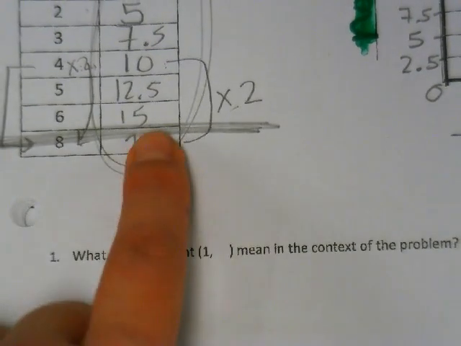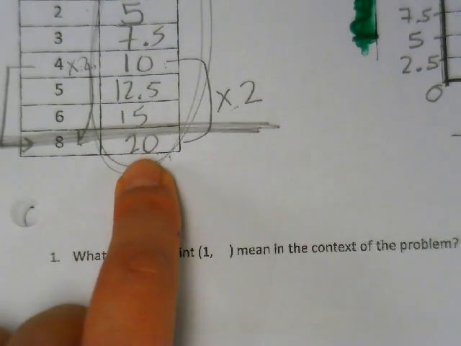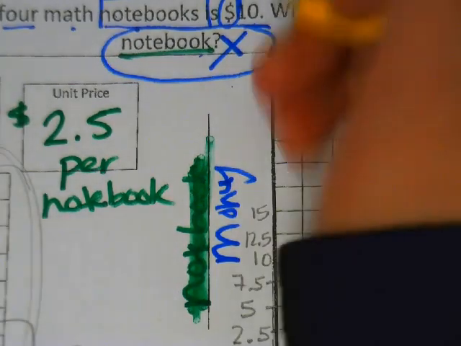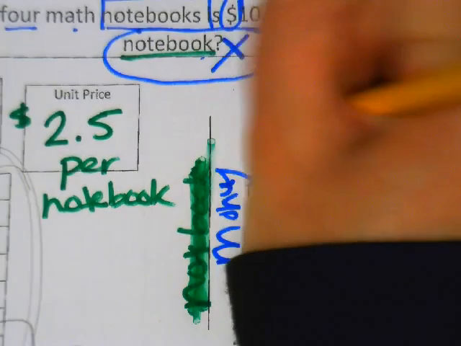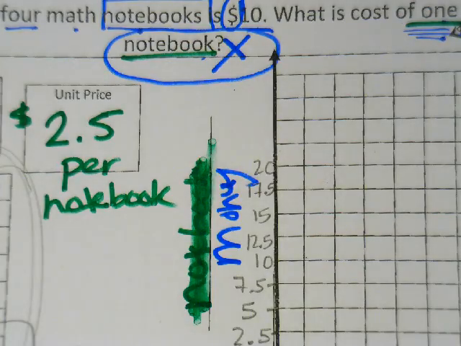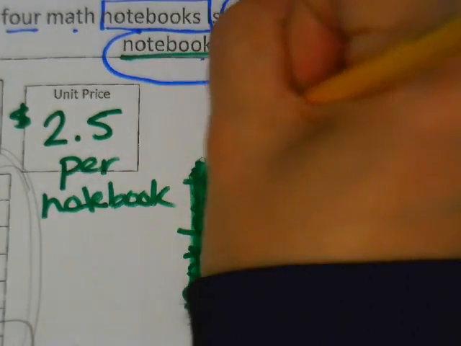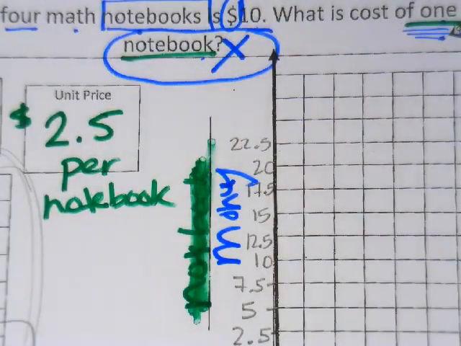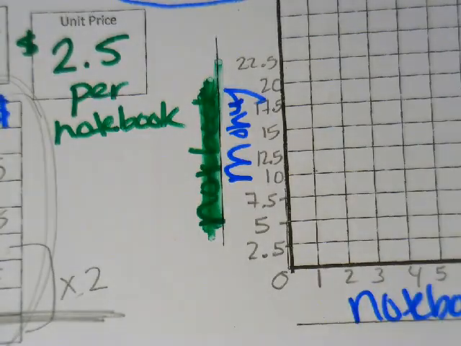Do I go and write 20? No. What am I missing? 17.5. So 17.5, then 20. What's 20 plus 2.5? 22.5. Okay? So on Y, I go up by my unit rate. I count by 2.5.